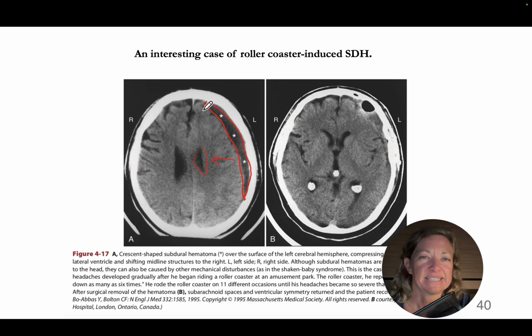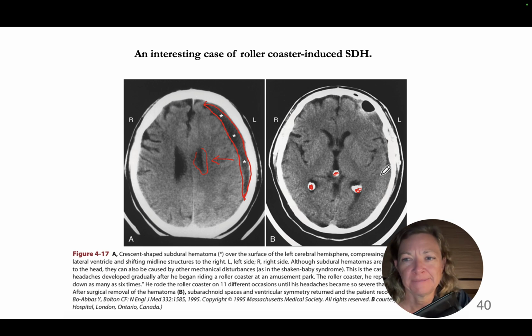You can see his hematoma was surgically removed and the brain symmetry was restored. So his brain returned to normal, lateral ventricles symmetrical on both sides. And you can see this is just a benign finding on CT. Remember that there's some calcifications within the ventricles. So that's a normal finding. What you're looking for is brain symmetry, and that was restored in this person, this roller coaster fan, after surgical removal of the hematoma.